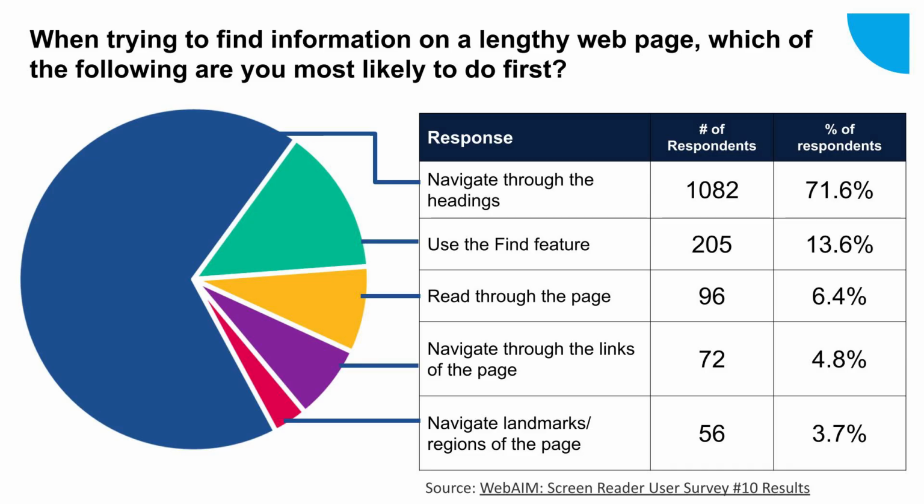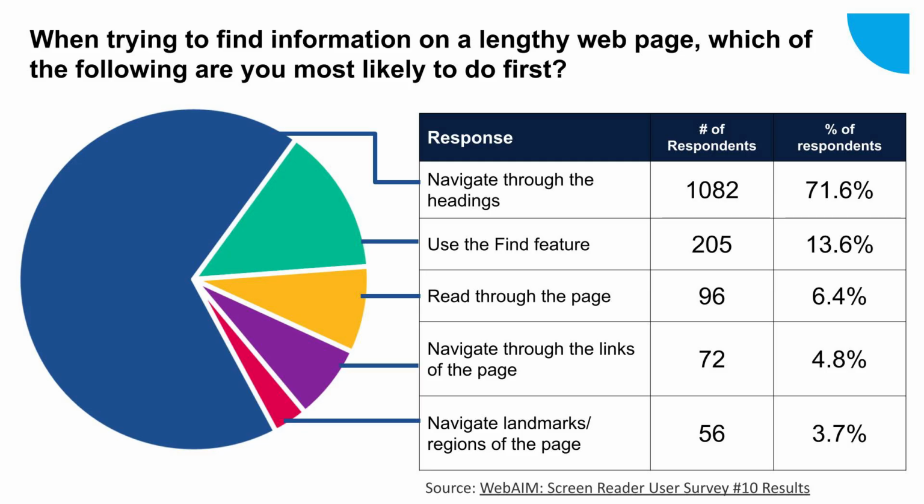Here's a statistic that drives this home. WebAIM's Screen Reader User Survey, which polls actual screen reader users about their habits and preferences, found that over 71% of respondents said that when they were trying to find information on a lengthy web page, they navigate through headings first. That's their primary strategy. Only 13.6% said they use the find function, and just 6.4% said they read through the page from top to bottom.